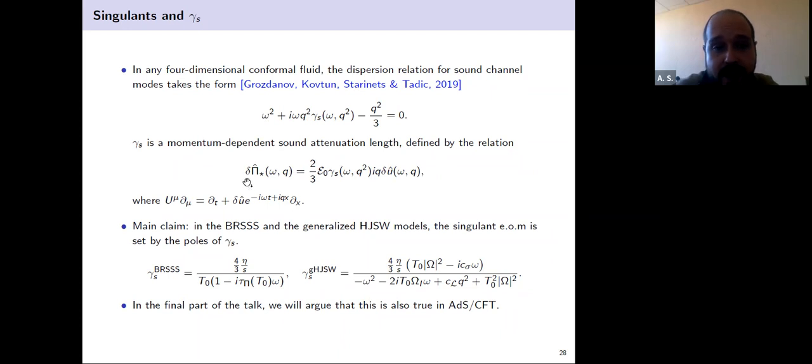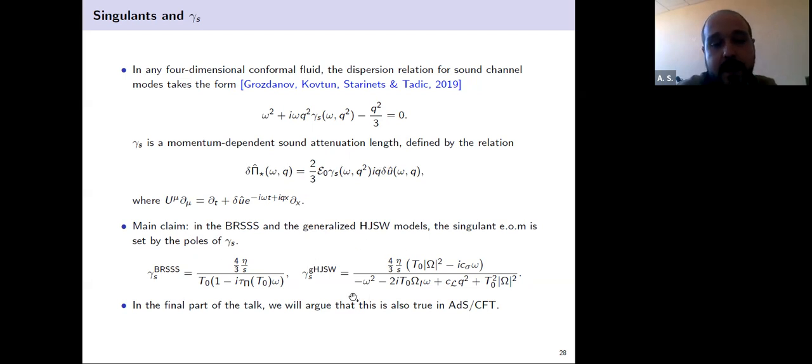So you go to Fourier space and you compute how a fluctuation of pi star depends on a fluctuation of the fluid velocity, and the proportionality factor between these two, which I guess can be interpreted as the retarded thermal two-point function between these two objects, is this momentum dependent sound attenuation length. Now you can compute this quantity explicitly in the different MIS models that I mentioned, the RS3 and this generalized HHW model, with the following result.